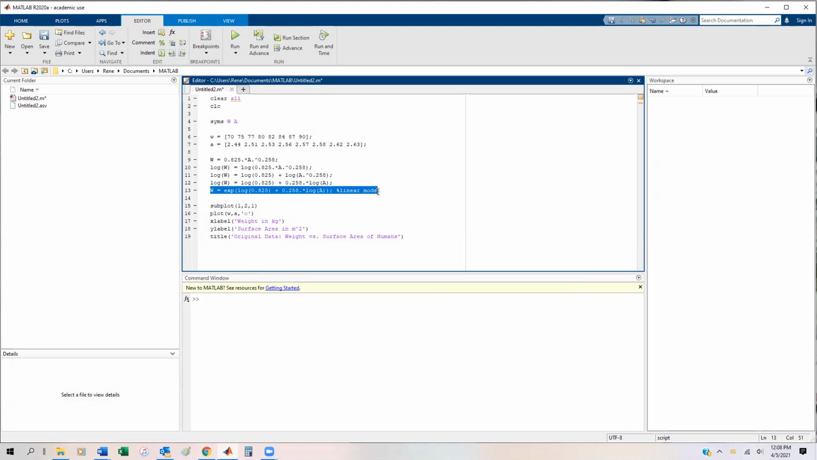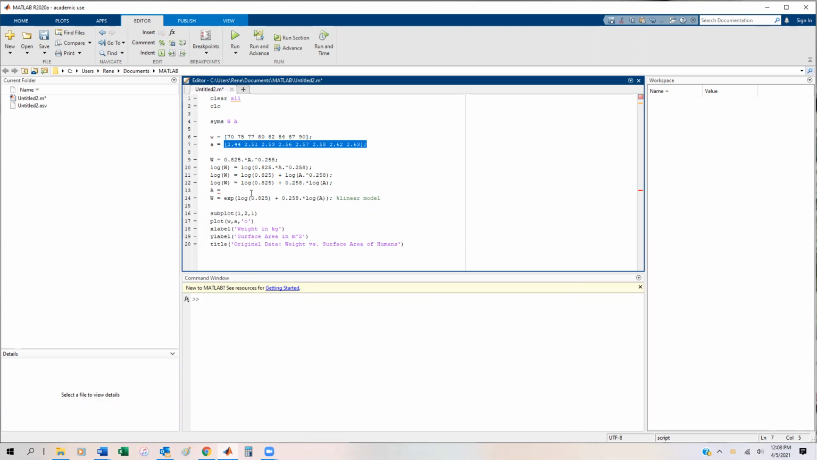So now that we have this model, let's define capital A, and that's just going to be the original data. I could have just used lowercase a, but this is the data that we had originally, so I'm just going to cut and paste it. That's our linear model. And now I'm going to create another subplot. Now I'm just going to copy and paste this.